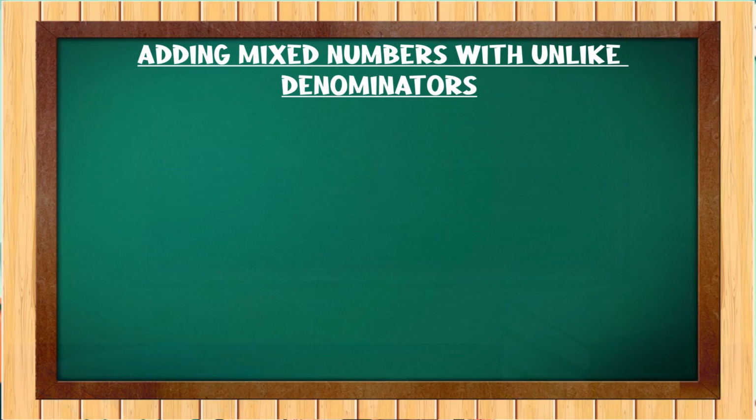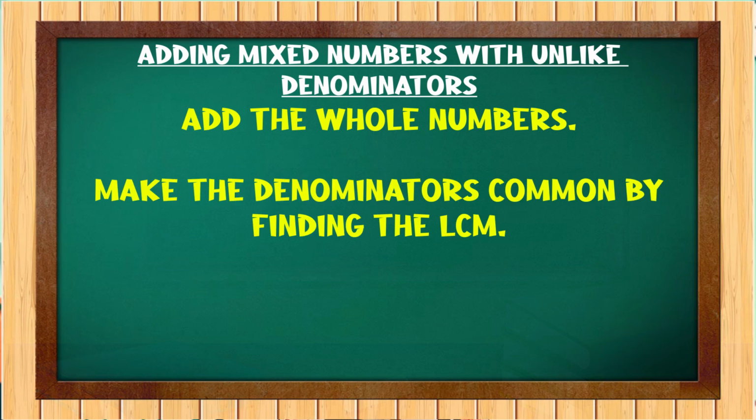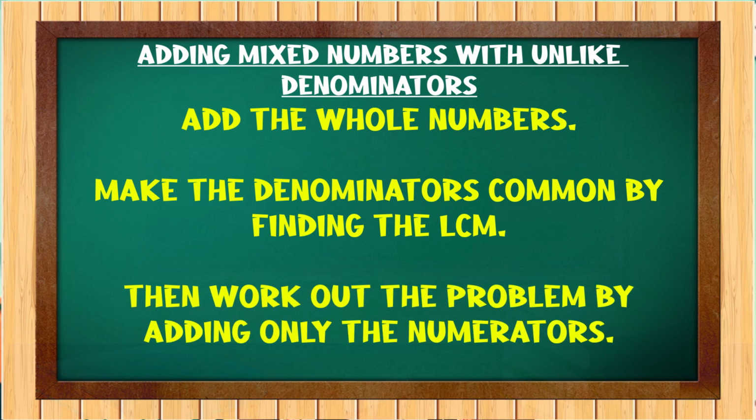Moving on. Let's add mixed numbers with unlike denominators. Let's look at the steps. The first thing we do, we add the whole numbers. Secondly, we make the denominators common by finding the LCM. Boys and girls, remember, we cannot add fractions unless the denominators are the same or unless the denominators are common. Then we work out the problem by adding only the numerators. We never add our denominators.